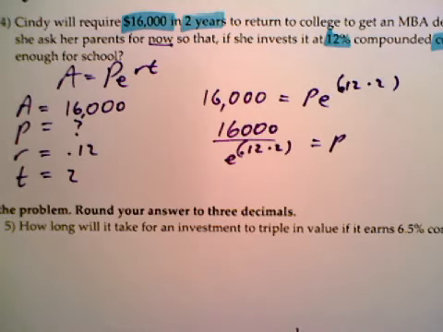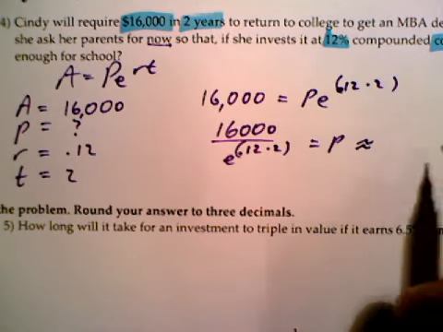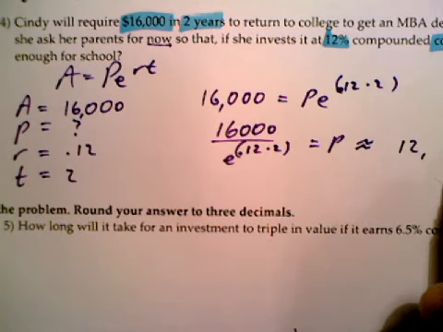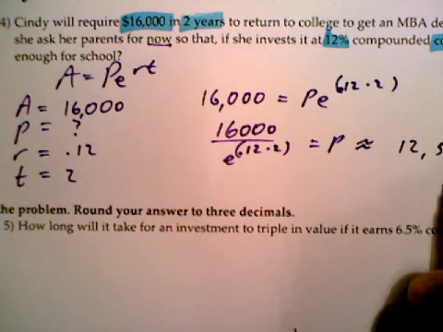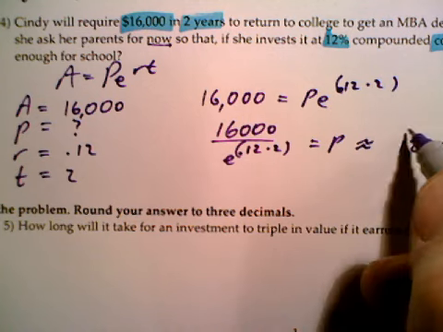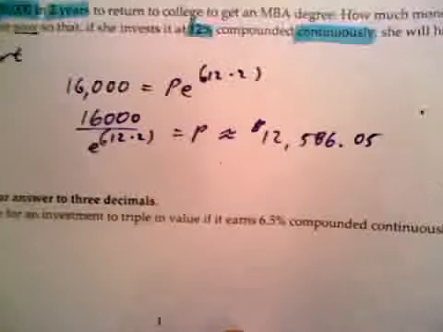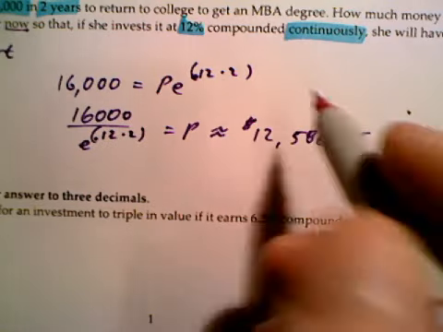Okay, but if I type that into my calculator, I'm going to get 12,000. So her parents only need to give her $12,586.05 if they get that 12% return, interest compounded continuously. And let me scoot that over so you can see it. That is your answer.